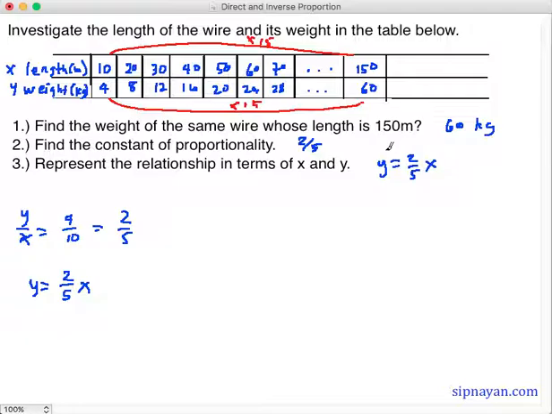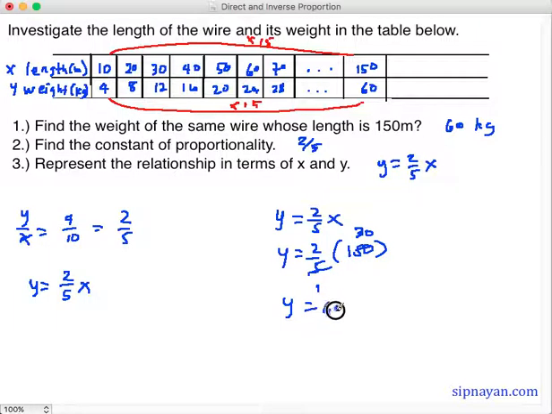Pwede na natin gamitin itong equation to solve for this number, yung 60 na sagot natin, di ba? We just substitute y equals 2/5 times x, and ano yung hinahanap natin? Yung x is 150, di ba? Nahanap natin yung corresponding weight niya. So, y equals 2/5 times 150, this will cancel out. Magiging 30, magiging 1. 30 times 2 is 60. So, y equals 60. Okay? So, yan yung silbi ng ating constant of proportionality.